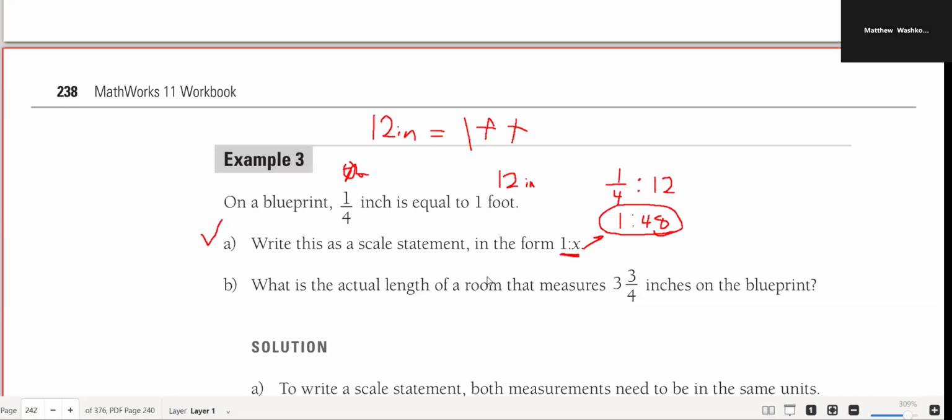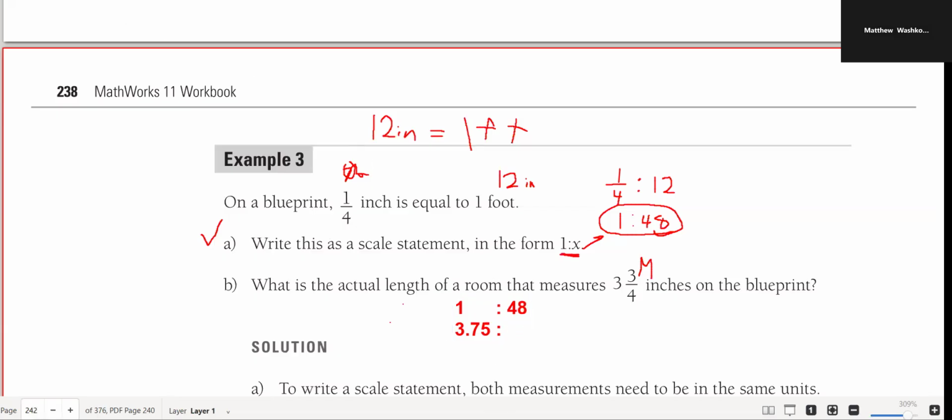Now, what's the actual length of a room that measures 3 3/4 of an inch on the blueprint? Again, model to original, model to original. This is my model, and I'm trying to find the original. So here's what I know. It's a 1 to 48 ratio, and you can write this as a fraction, 1 over 48. I know that 3 3/4, or 3.75, is equal to some original that I'm trying to find.